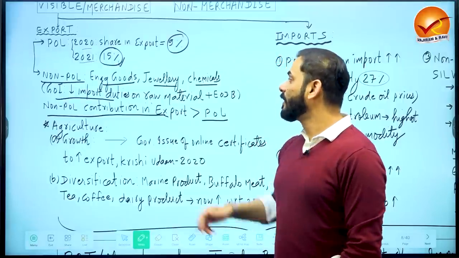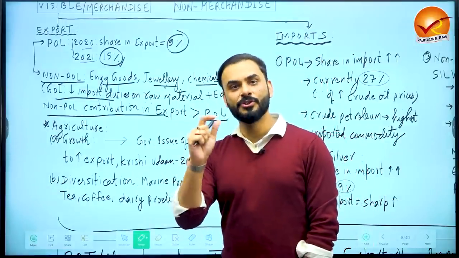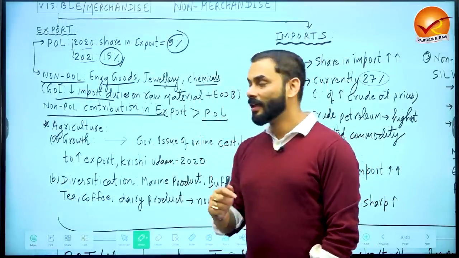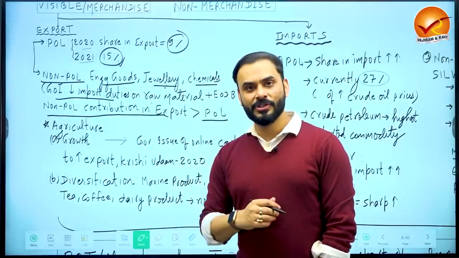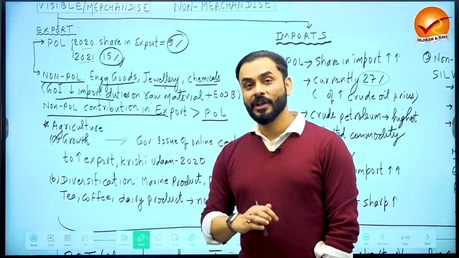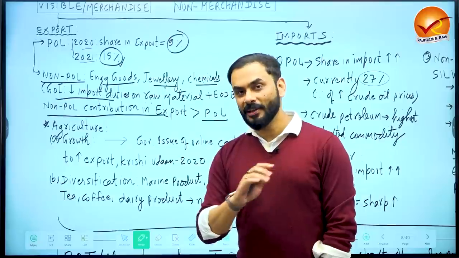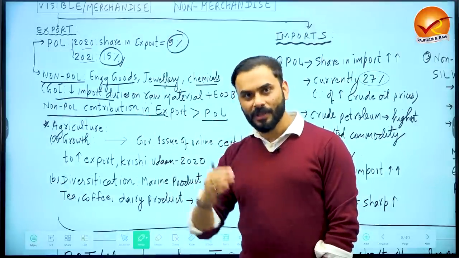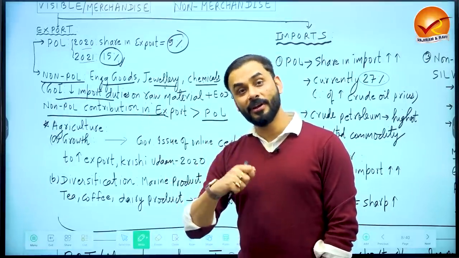So, for example, guys, if Indian jewelers are manufacturing polished jewelry, very high value jewelry, or Indians are creating engineering goods, complicated engineering goods, we need raw material to do all these things, right? The raw material is not available in India. We import these things. For example, we import gold. We convert gold into jewelry.